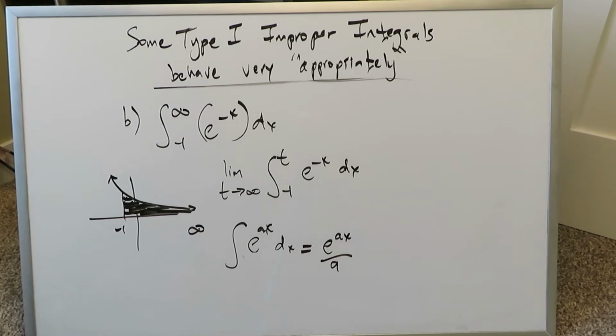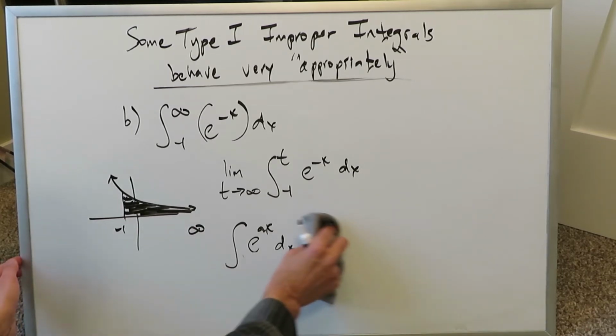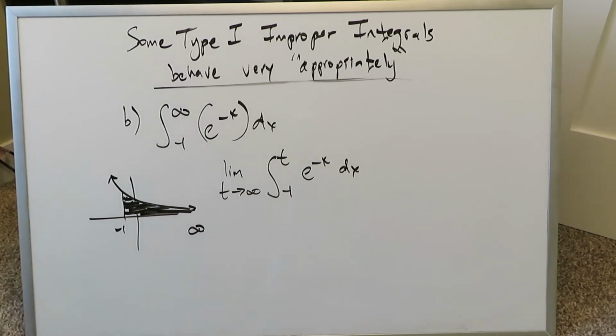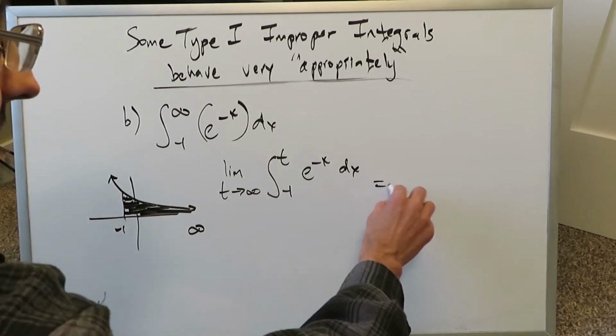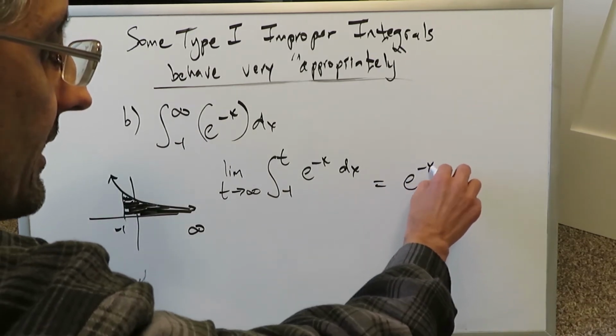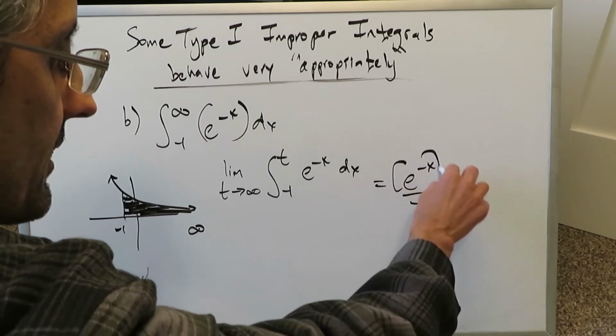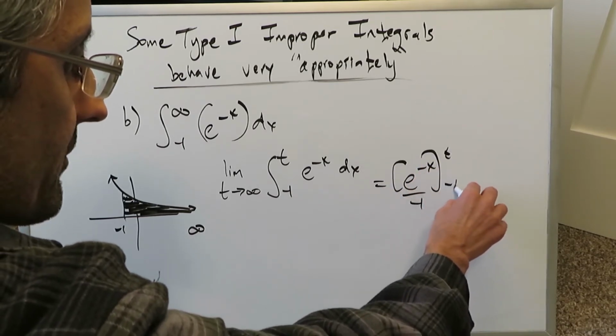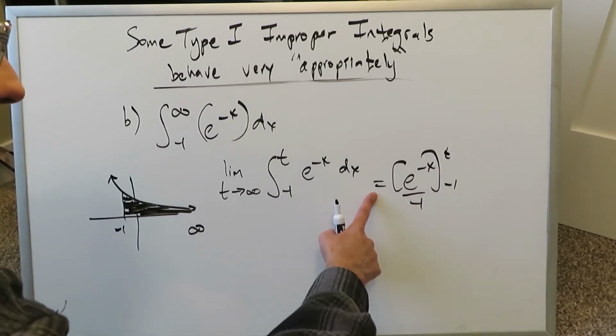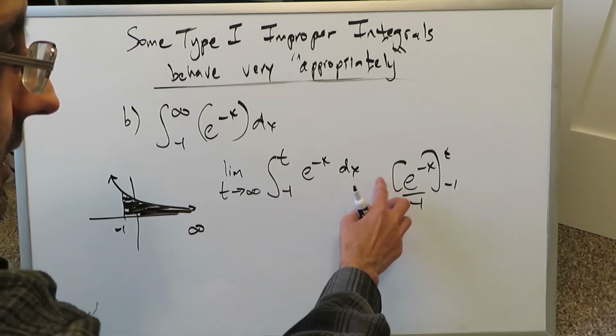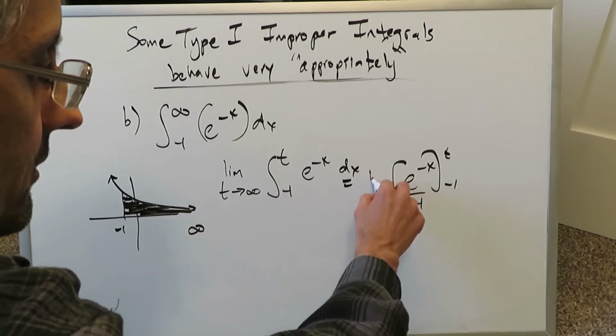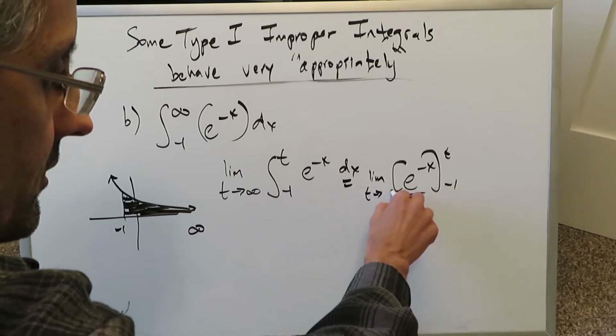Over here, I have an a value and that a value is minus 1. So we'll have to bring that in. When we do the antiderivative, we're getting basically this: e to the minus x over minus 1 from an upper limit of t and a lower limit of minus 1. Here we can write limit as t approaches infinity. We should probably put that down so we don't miss out on too much here in terms of proper terminology.